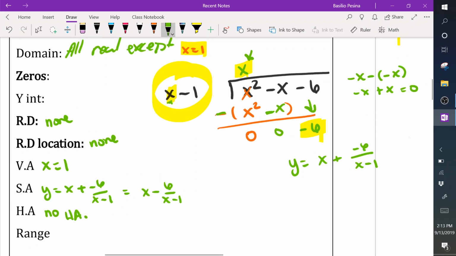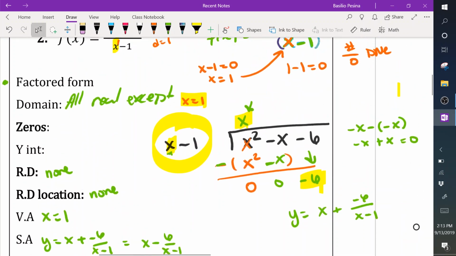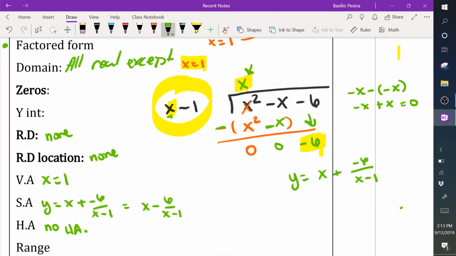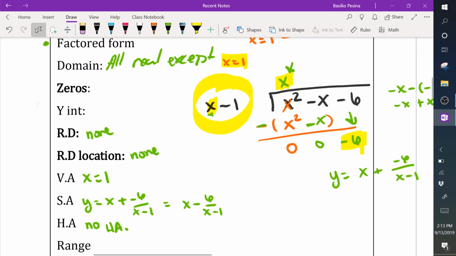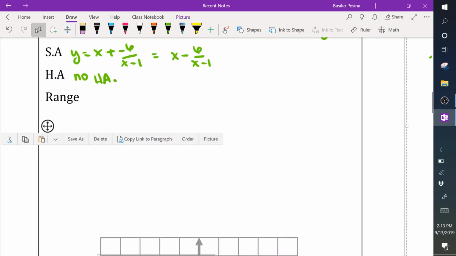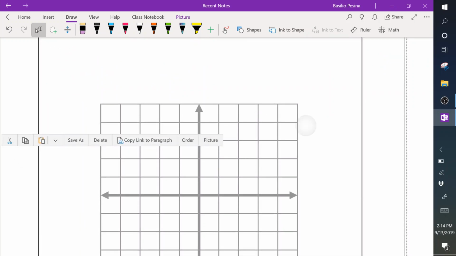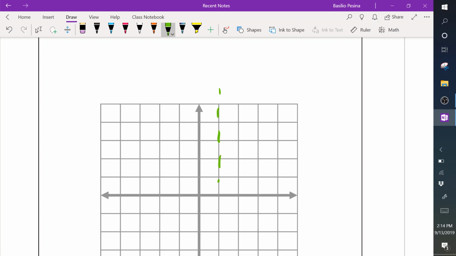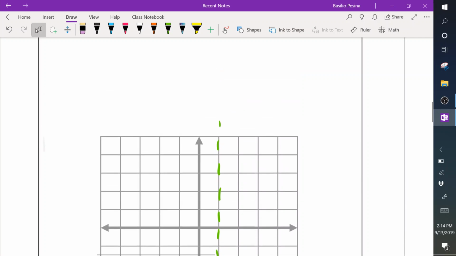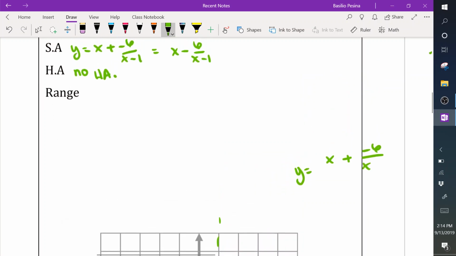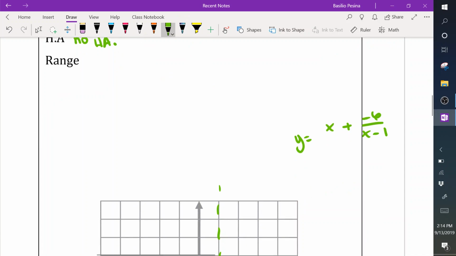Okay, so we're going to start finding out where we can graph this. Let me see if I can zoom out here. And it looks like I cannot. So let's start labeling. We have a vertical asymptote at x equals 1. So at x equals positive 1, I got a vertical asymptote. Then I saw that my slanted asymptote was the equation y equals x plus negative 6 over x. I forgot what it said. x minus 1. Awesome. Cool.